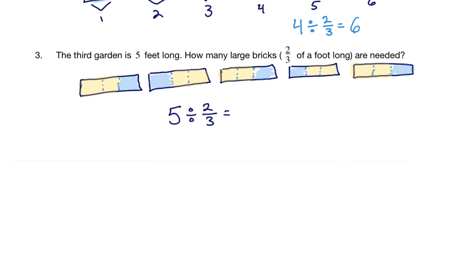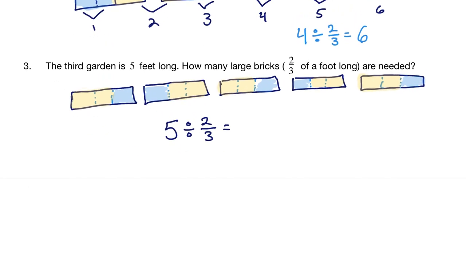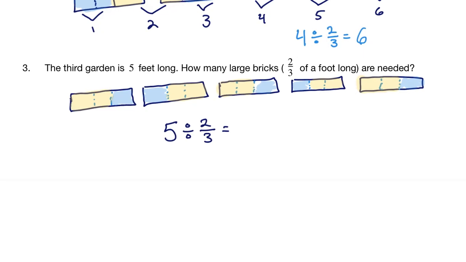I'm going to look at this. Now, I purposely left this undone because it can be a little bit tricky, so I wanted to go over this one with you. So for this one, I have my 5 feet. So this garden's going to be 5 feet long, and I want to know how many large bricks, 2/3, will fit in them. Well, same as before, I can see my answer here pretty quick. I've got 1, 2, 3, 4, 5, 6, 7. But then I have this weird one piece over, and I can't call it 8 because it's not quite enough.